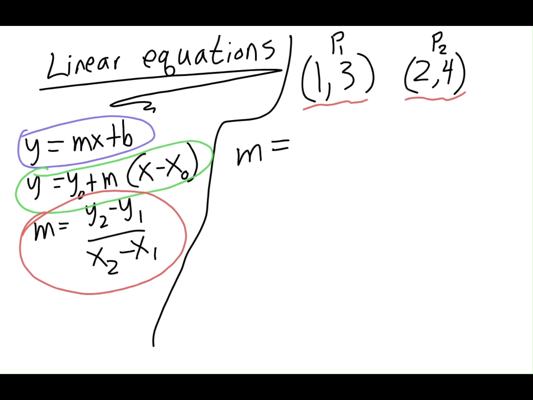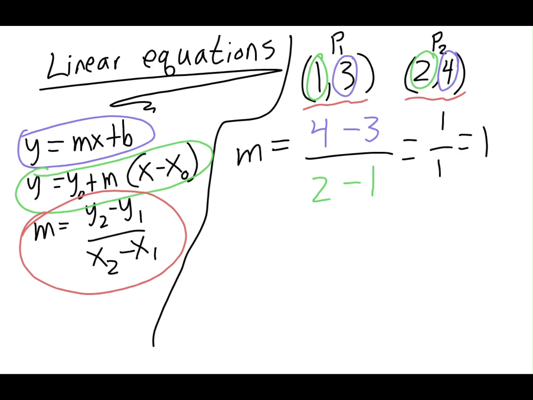It really doesn't matter which one you do. If you label the first one point 2 and the second one point 1, you'll get the same answer, which is kind of interesting. But y2 is just going to be the y value that is on point 2, so 4. And y1 is going to be the y value on point 1, so 3. And then we'll divide by, same idea for x. We have x2, which is 2, minus x1, which is 1. So then that's 4 minus 3 is 1 over 1. So the slope is 1.